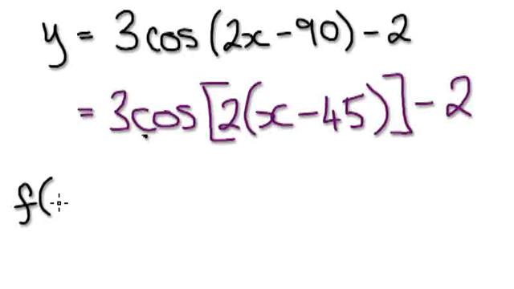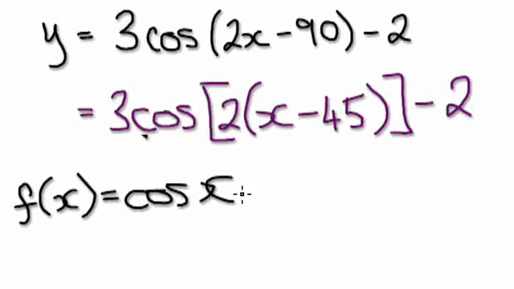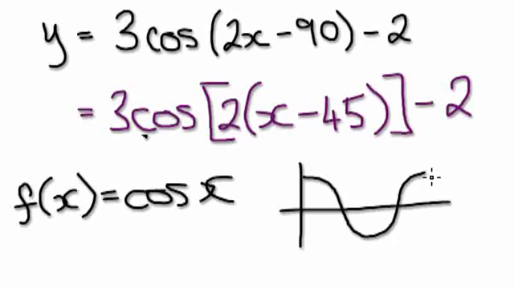Hang on, let me clear this. So let's start off with f of x equals cos of x here. So our graph will look like this. So this here is 360. Okay, this bit here is 360, and then our next transformation is this bit here, this 2 here.